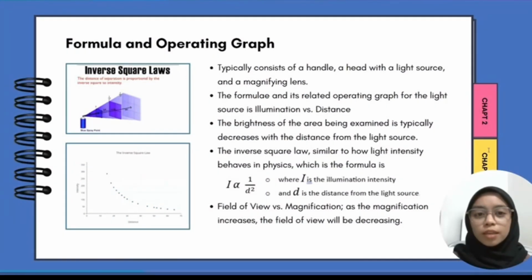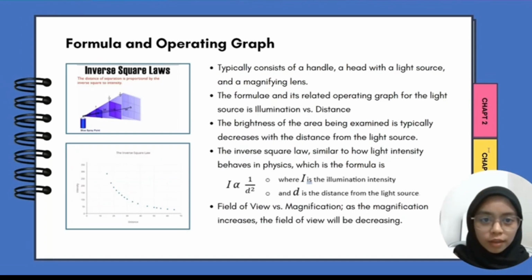Alright, so next I will explain about the formula and operating graph. This device typically consists of a handle, a head with a light source, and a magnifying lens. Hence, the formula and its related operating graph for the light source is illumination versus distance, where the brightness of the area being examined typically decreases with the distance from the light source.